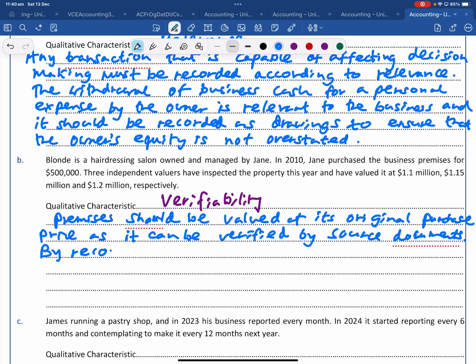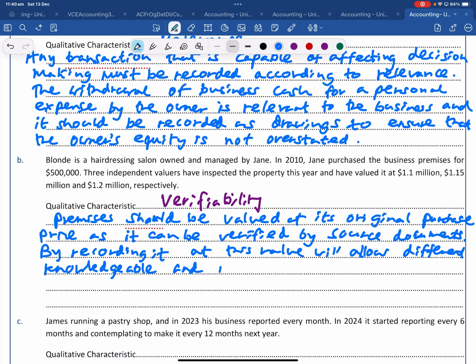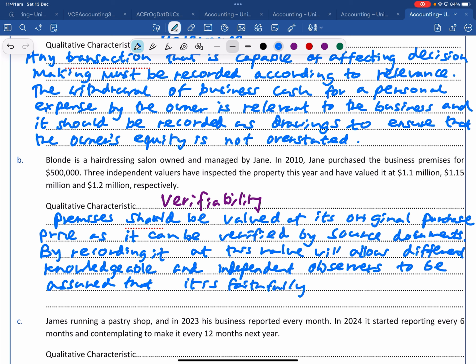By recording it at this value will allow different knowledgeable and independent observers to be assured that it is faithfully represented.